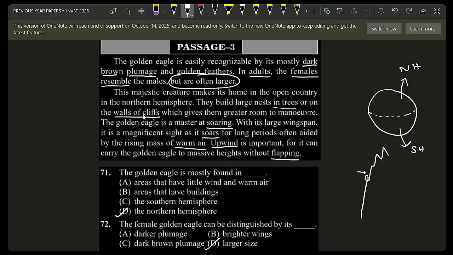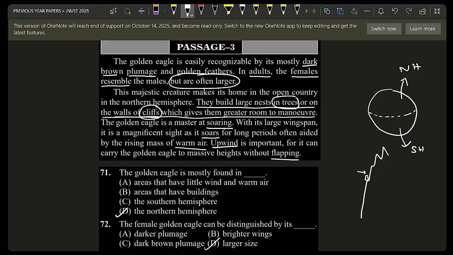In which slide is there? Yes. They build their large nests in trees or on the walls of cliffs, which gives them greater room to maneuver. That means, where are they building their nests? The trees and the cliffs of the mountains. Okay, they are of greater heights, right?